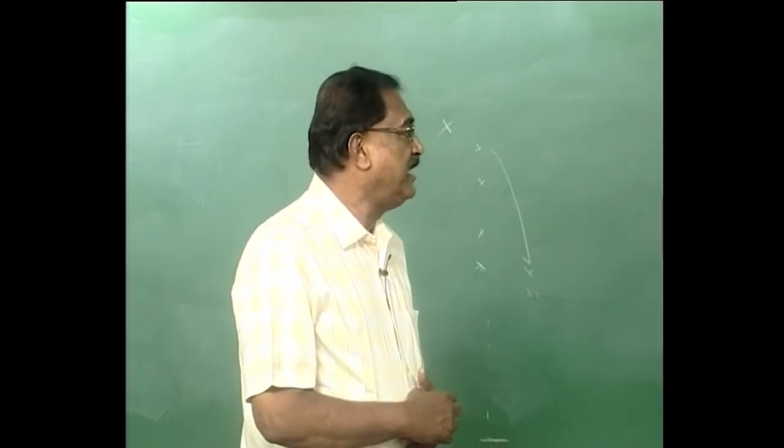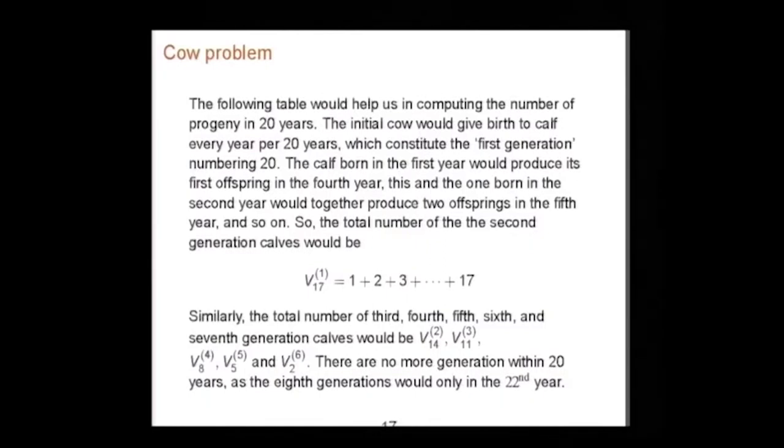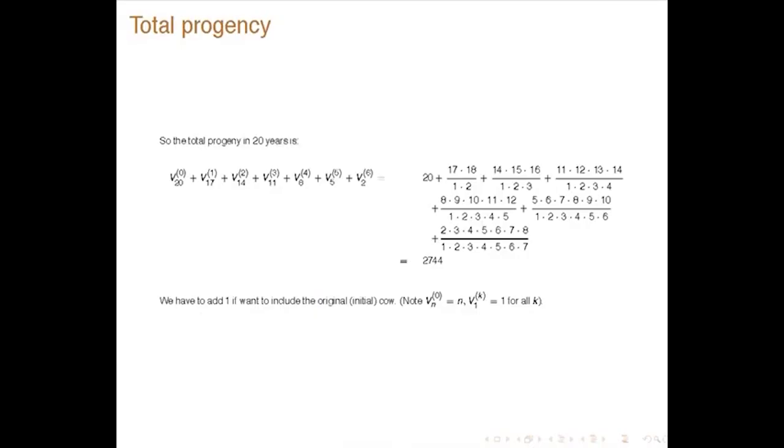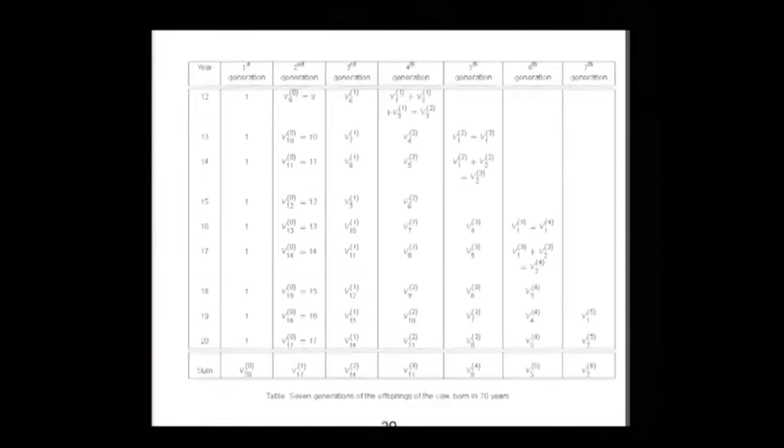Similarly, the total number of 3rd, 4th, 5th, 6th, etc. will be V(14,2), V(11,3): the 2nd sum of 14, the 3rd sum of 11, the 4th sum of 8, the 5th sum of 5 and the 6th sum of 2. So no more generations within 20 years, as the 8th generation would be only in the 22nd year. Let me show the table so it will be clear. The first generation is 1, 1, 1, etc., first year, and it goes on in the next slide also.